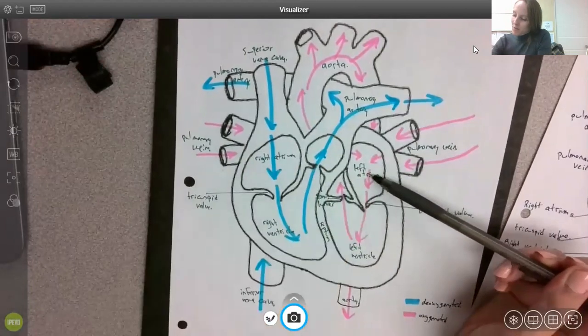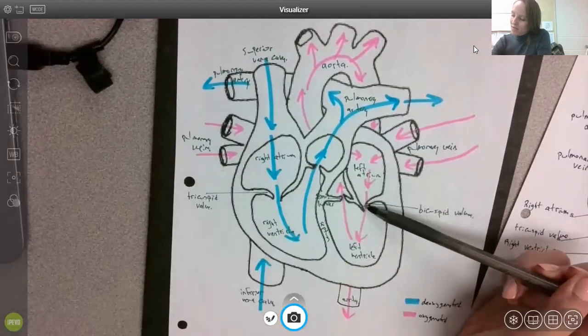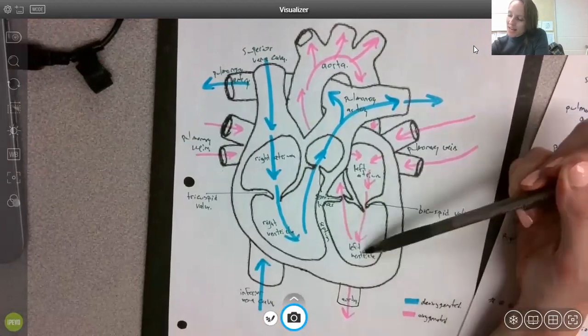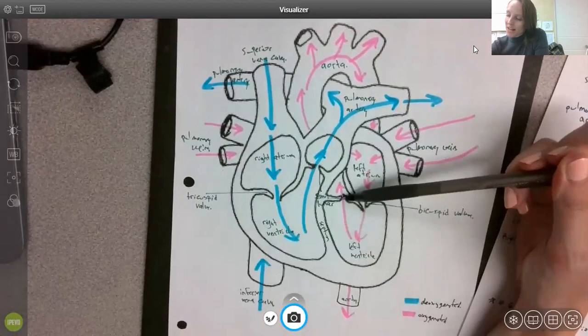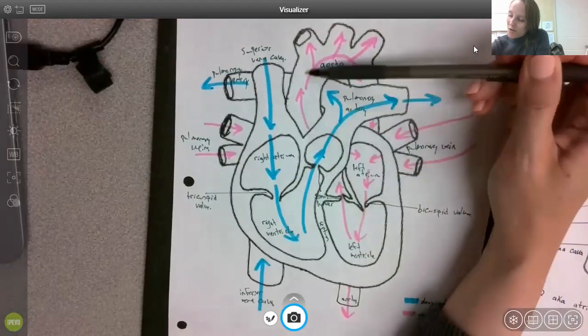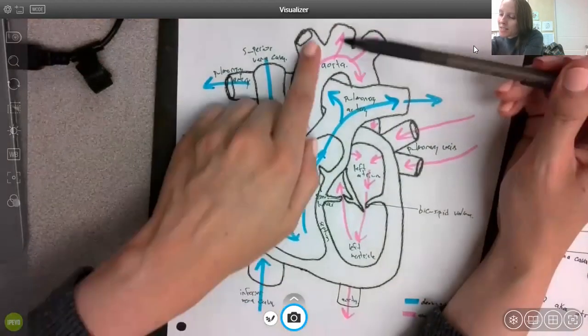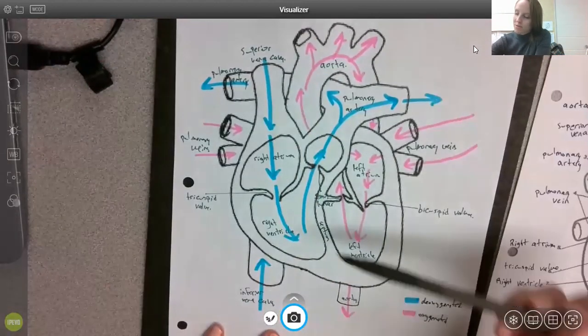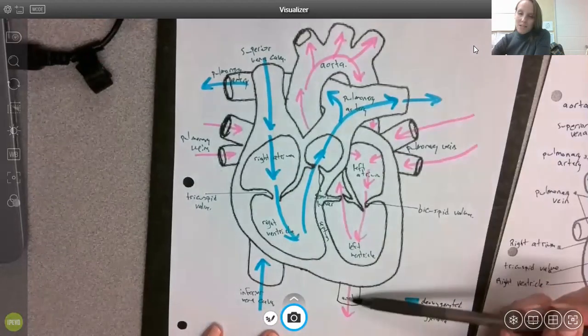The left atrium pumps the blood through the bicuspid valve into the left ventricle. The left ventricle pumps that blood through the semilunar valve out the aorta, which then splits off into different arteries. This is also the aorta down here. It goes around the back of the heart to reach the lower body.